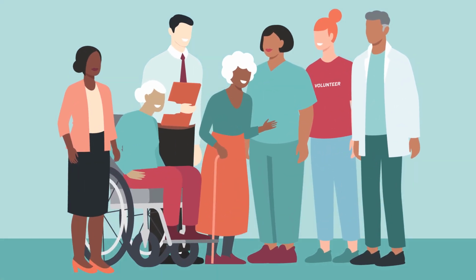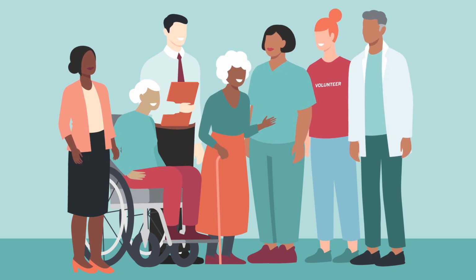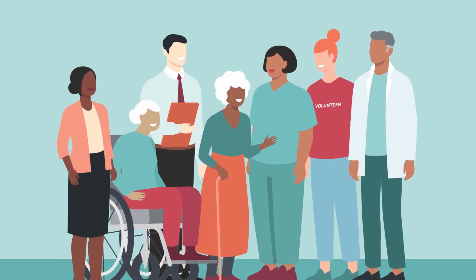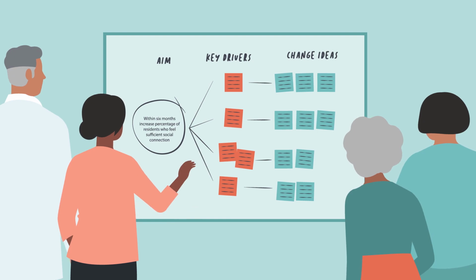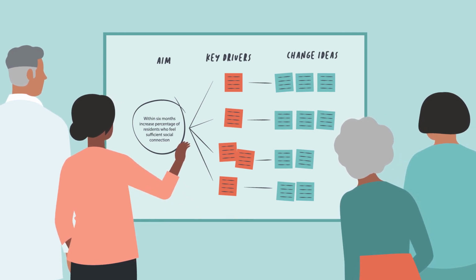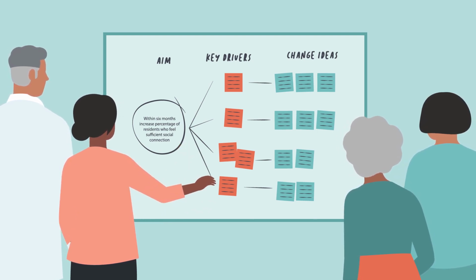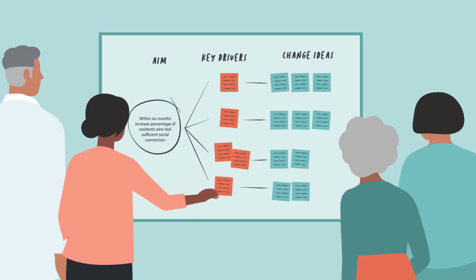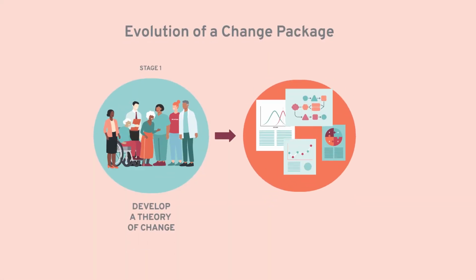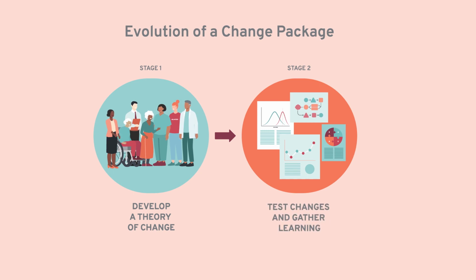The theory of change should be developed by an inclusive team that represents different perspectives of the system. At this stage, the change package may lack detail and be largely based on existing bodies of research and individuals' lived experience. Important detail is added during stage 2, test changes and gather learning.